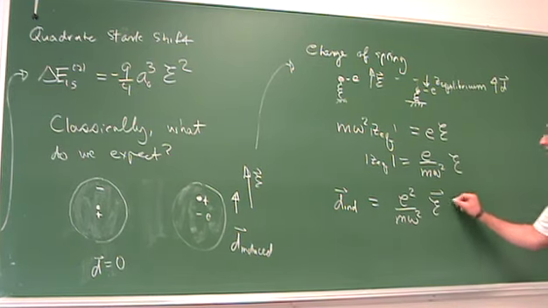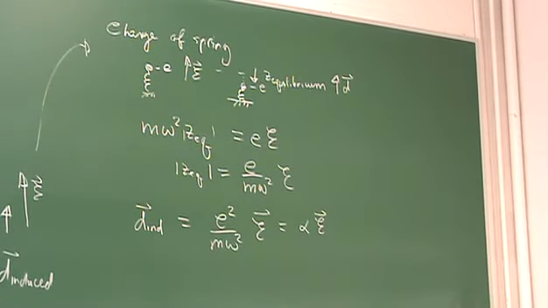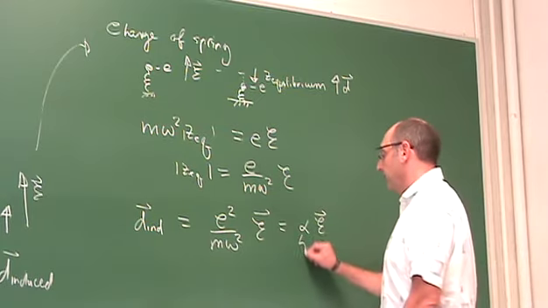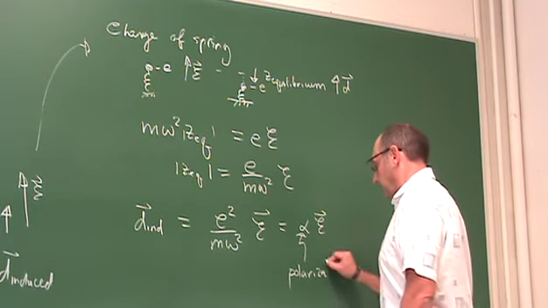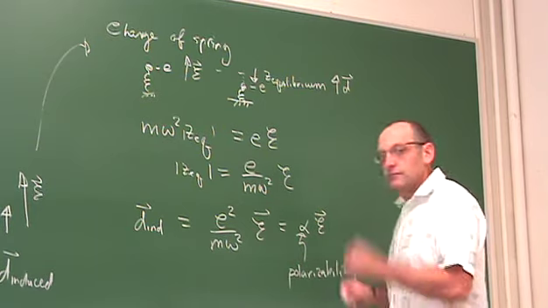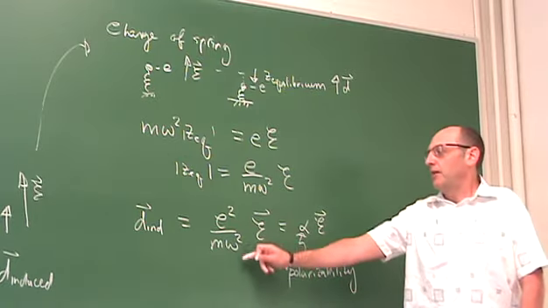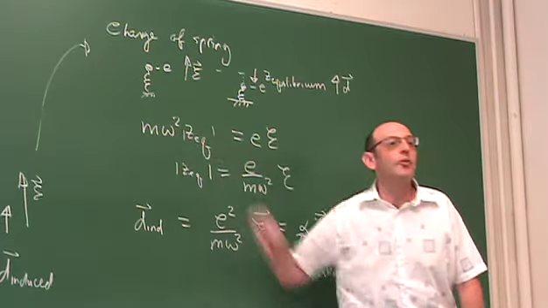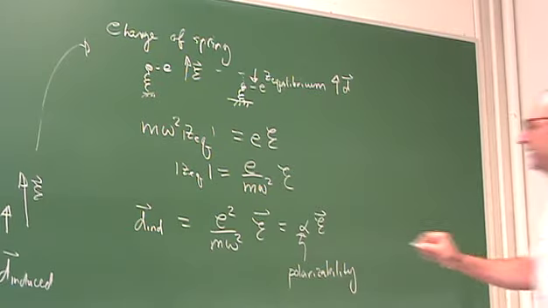So, what we see is that the induced dipole moment is proportional to the applied field, and that proportionality constant is what's called the polarizability. Okay, how polarizable is this bound set of charges? And that polarizability depends on the binding, in terms of what the natural frequency of the oscillation is, and alpha is here.